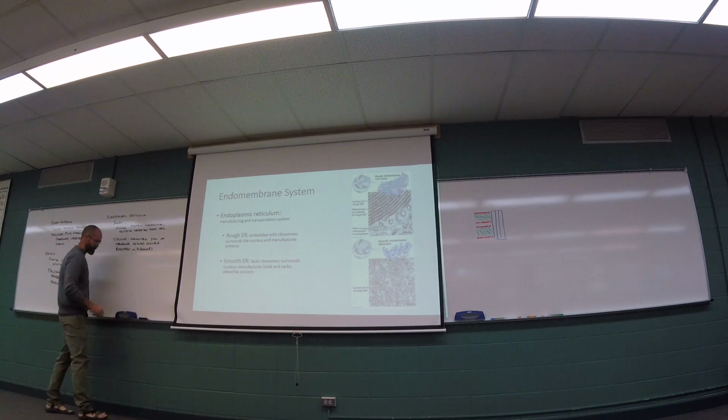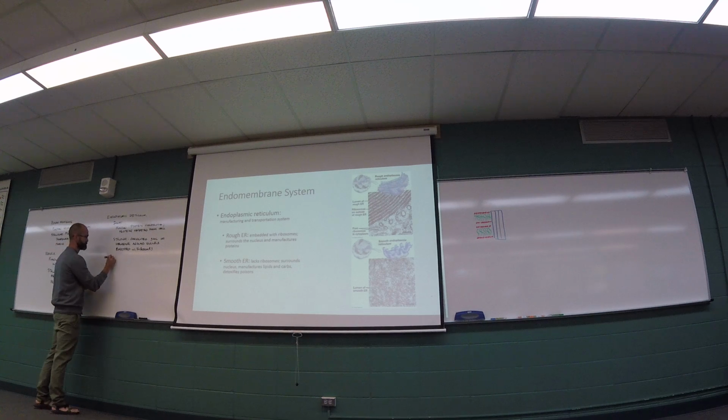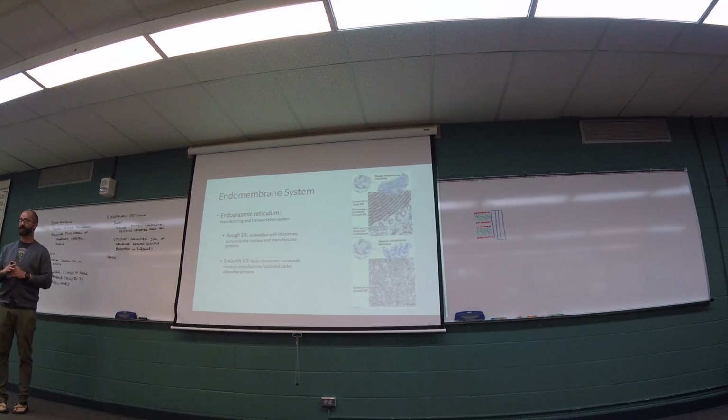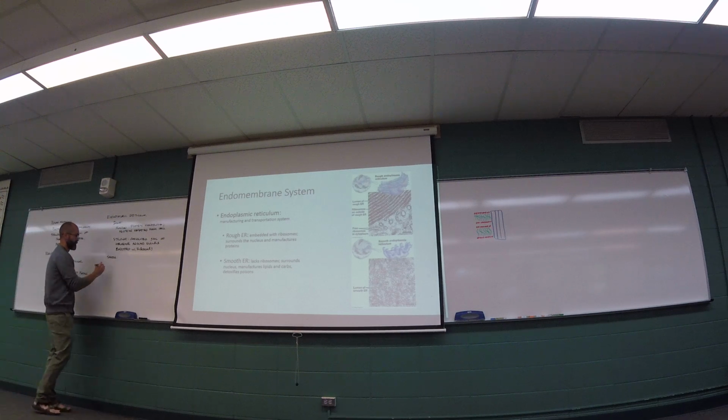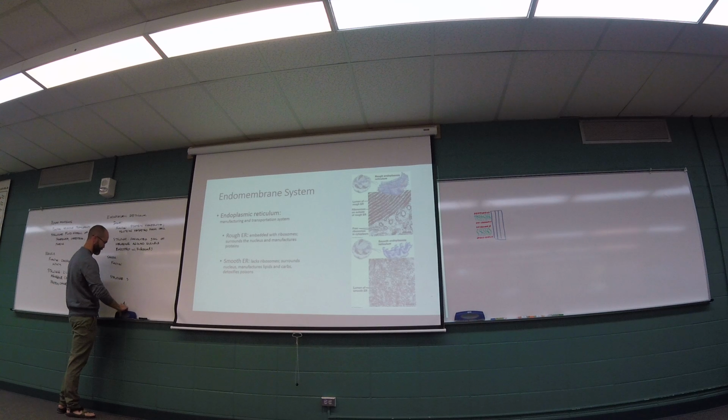There's also a smooth endoplasmic reticulum. So the smooth endoplasmic reticulum has the exact same structure as the rough. It just lacks the ribosomes. So the structure is a convoluted sac of membrane. It just lacks what? Ribosomes.